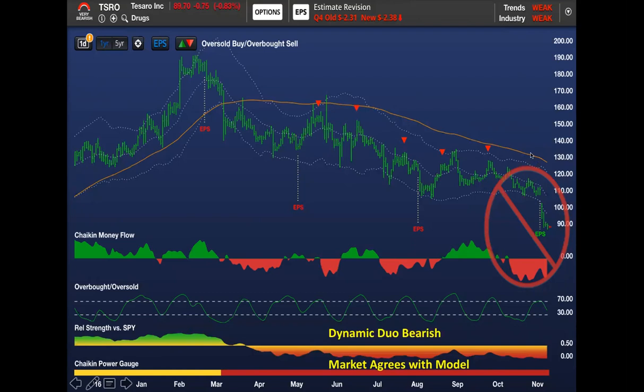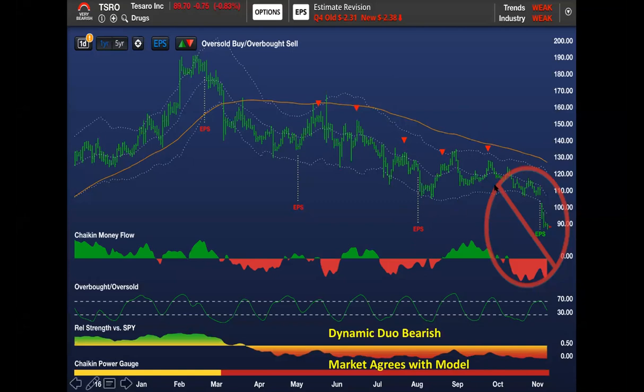And then just ahead of earnings, after the Kramer teach-in, when I used Tesaro as an example of a bearish dynamic duo, you got another negative earnings surprise. The stock, which again looked like it was bottoming out at 110, gapped down from 110 to below 90. Another 20-point drop after a bearish earnings surprise.